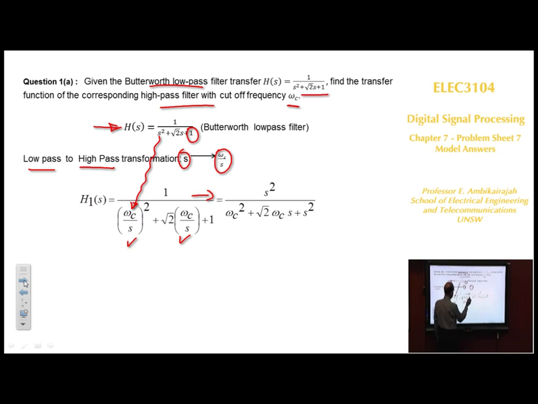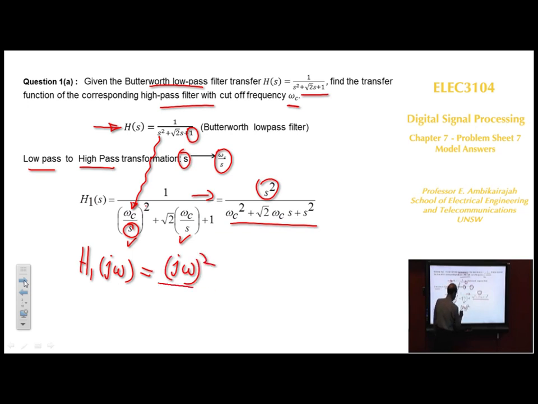When you simplify, the S squared will come on the top, and that's your numerator, with the rest on the denominator. And if you rewrite it as H1 of j omega in the frequency domain, you will find j omega whole squared divided by omega c squared plus root 2 omega c j omega plus j omega whole squared.